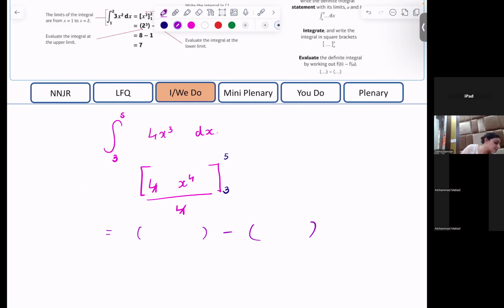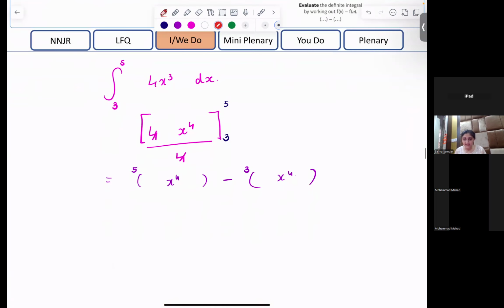We are going to plug in the upper and lower limits instead of x. So my upper limit is 5, my lower limit is 3, and say it was x to the power of 4 over here. Instead of x, I have to put 5 raised to 4, minus 3 raised to 4. So what is this going to give me?